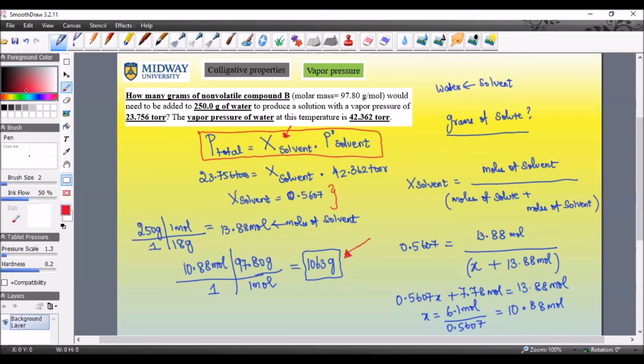So I'm going to stop here, and when I come back, I'm going to start the concept of elevation of boiling point, and then freezing point, and then osmotic pressure.